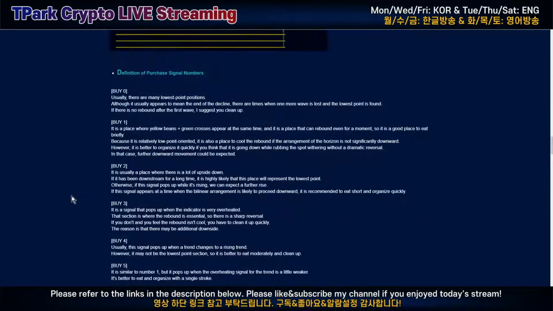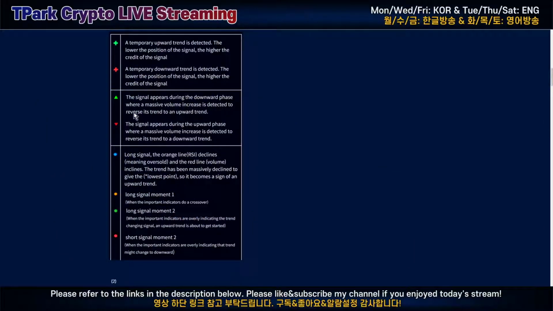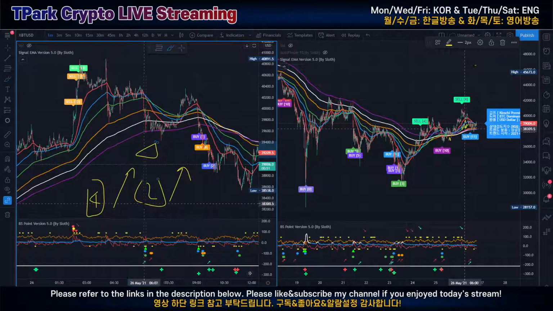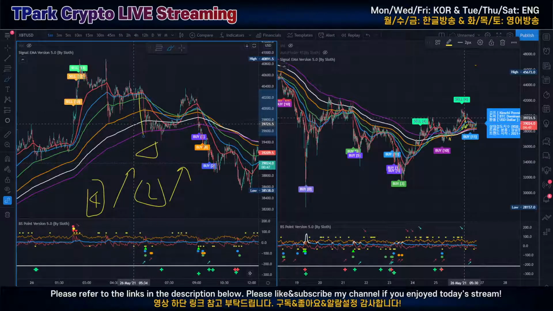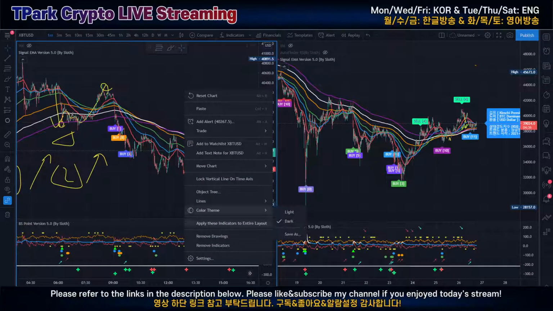Let's take a look. The signal appears during the downtrend phase where a massive volume increase is detected to reverse its trend to upward. So a green dot means boom, volume has spiked. So this is a good price where it might actually change trend. Okay, so that's it. Very simple.